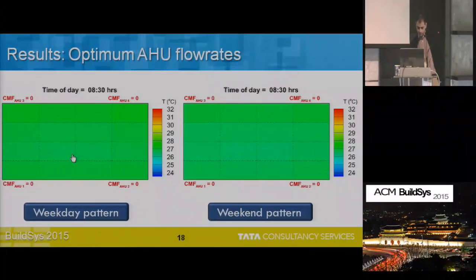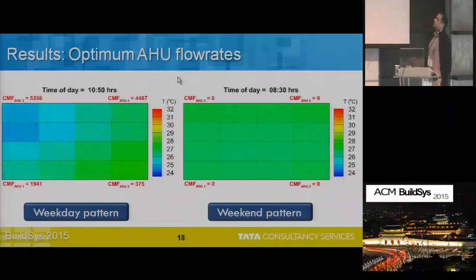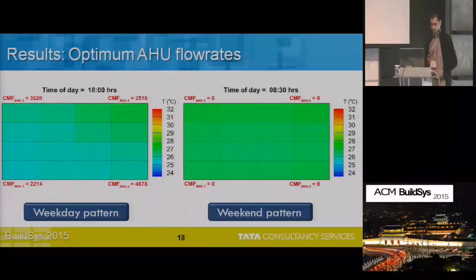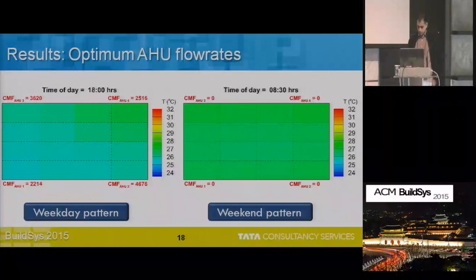I'll play this animation here for a weekday pattern. You can see how the temperature evolves within that super zone. Essentially, you don't see a large variation in the temperature. The temperatures are bounded between 24 and 26, which is what our comfort constraint is. Since there is not much skew in the occupancy, all the zones have to be maintained within the comfort constraints.